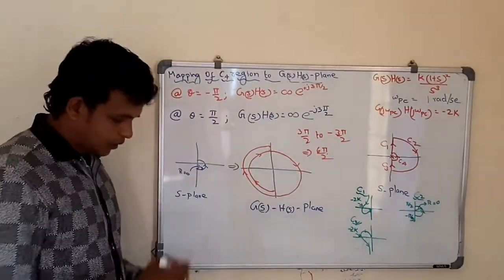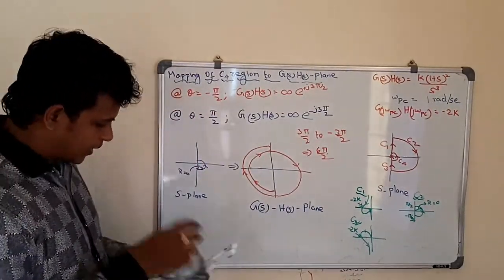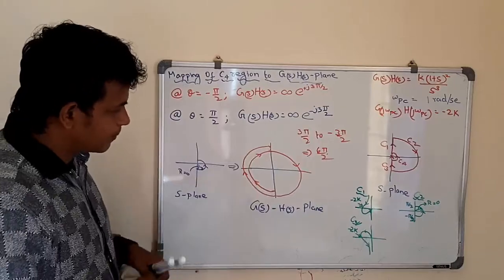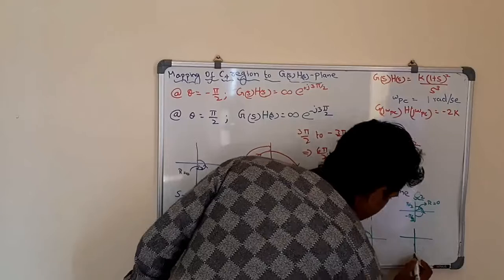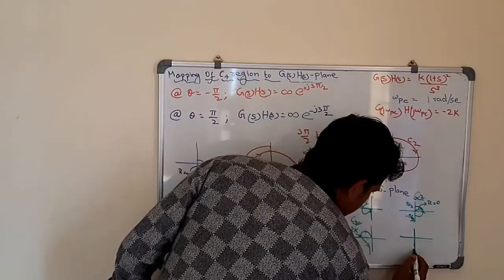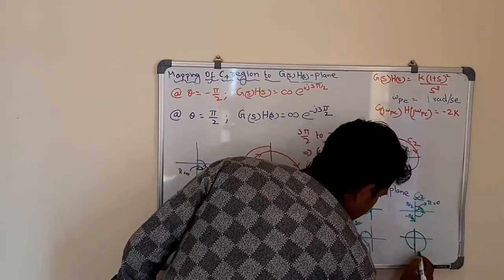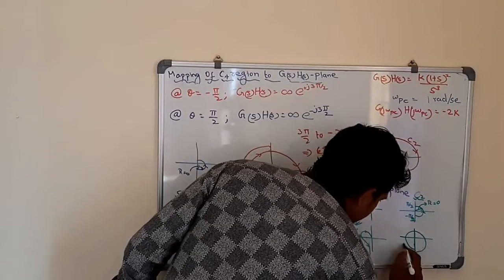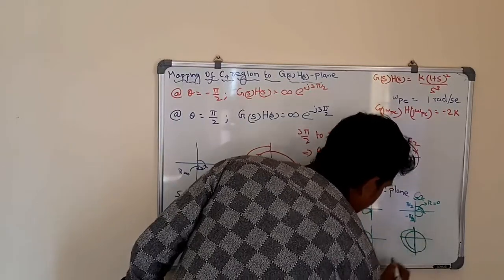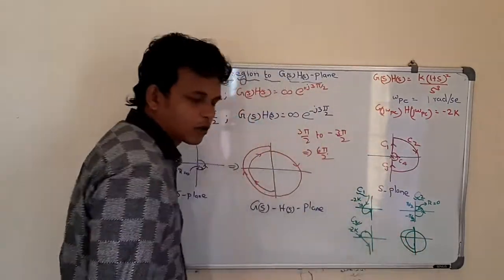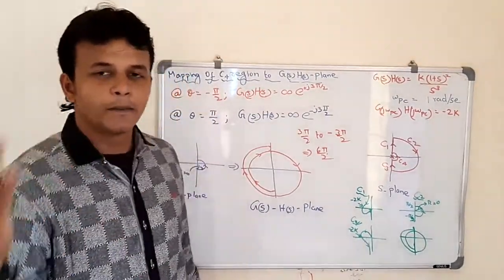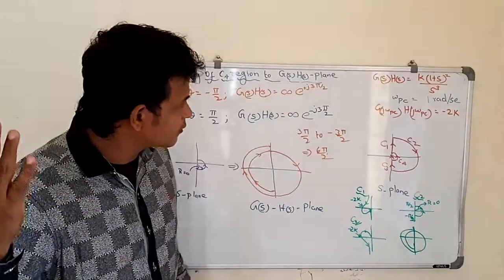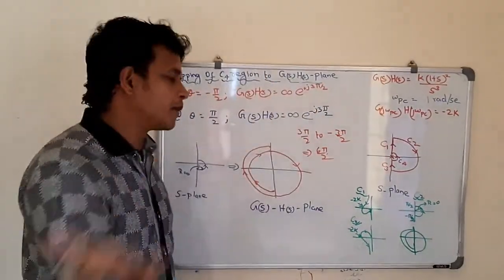So I am making a note of this mapping also separately. In the GSHS plane, it starts at minus 3 pi by 2 and moves in the anti-clockwise direction, traveling a distance of 6 pi by 2. Here also we have got an arc. The arc has a radius of infinity and it varies from 3 pi by 2 to minus 3 pi by 2. Okay, so this is for region C4.